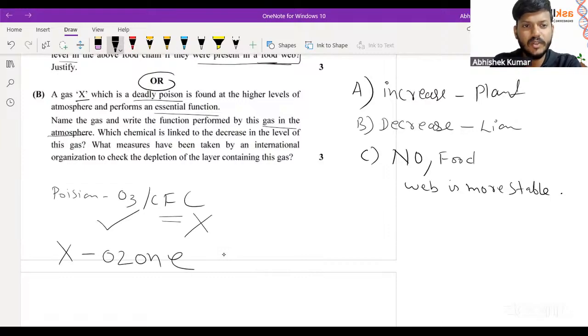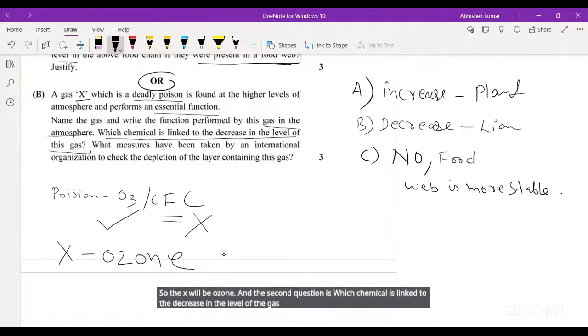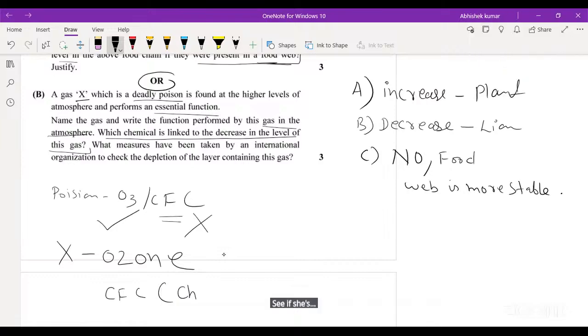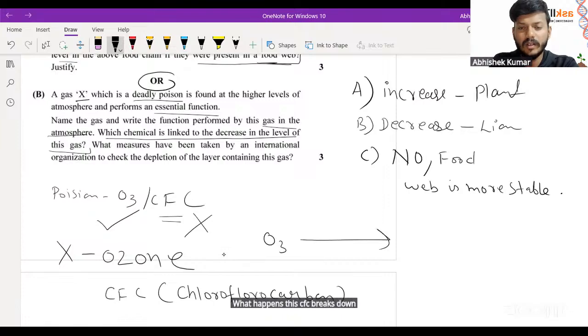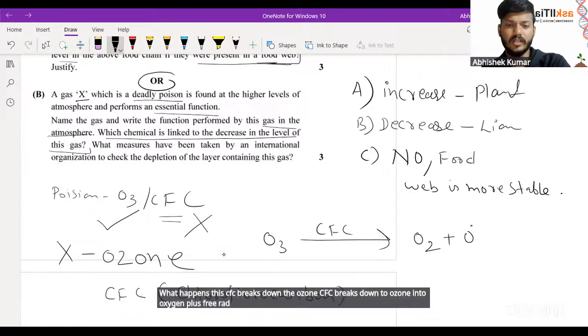And the second question is, which chemical is linked to the decrease in the level of the gas? So, CFCs. Yes, very good. That's CFC. What is the full form of CFC? Chlorofluorocarbons. What happens? This CFC breaks down the ozone into oxygen plus a free radical oxygen.